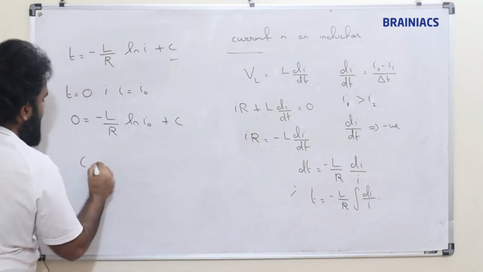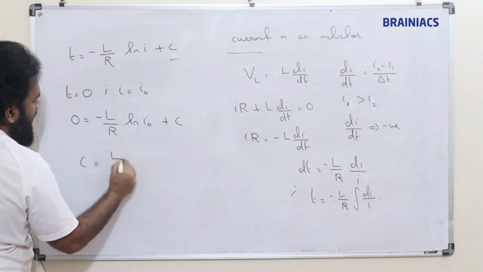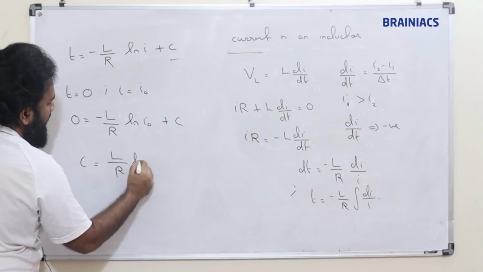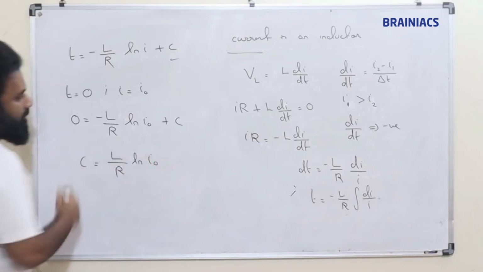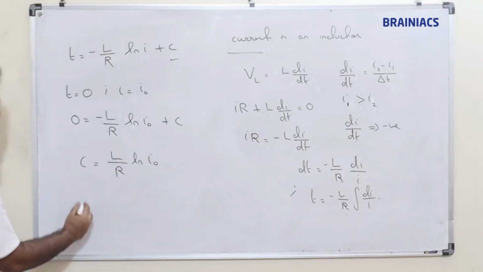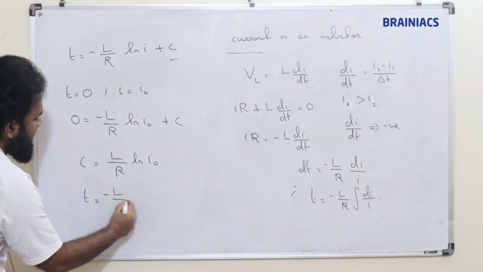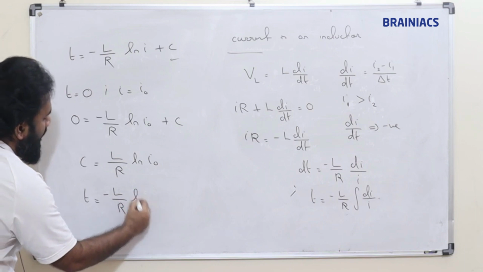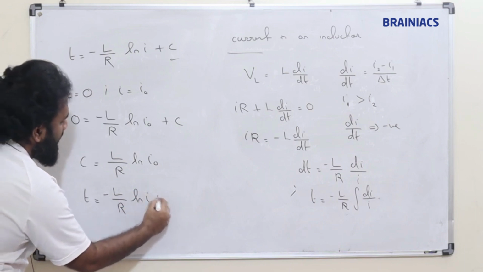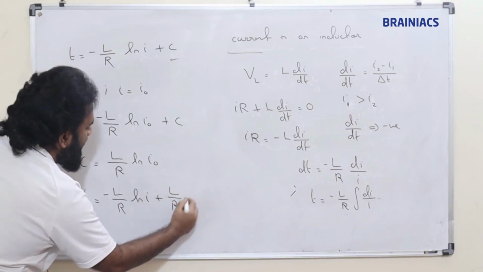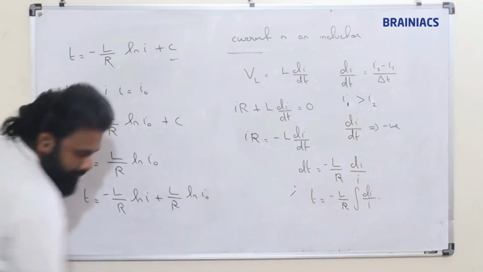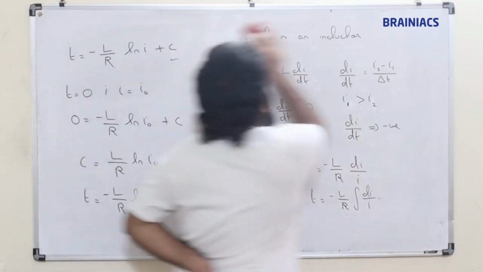So we are getting the constant is equal to L by R logarithm of I naught. So finally we are getting the expression t is equal to minus L by R log I plus L by R log I naught. Note it down.